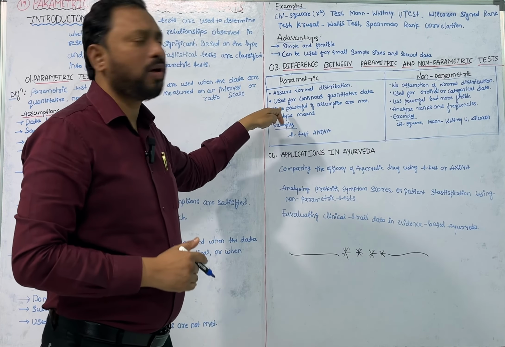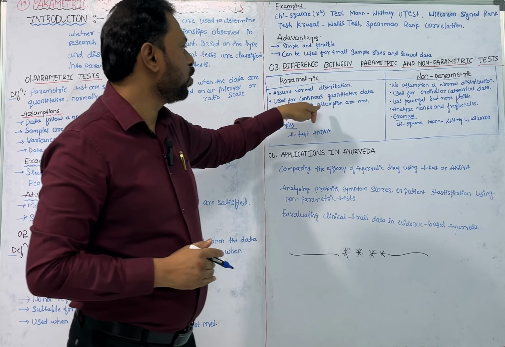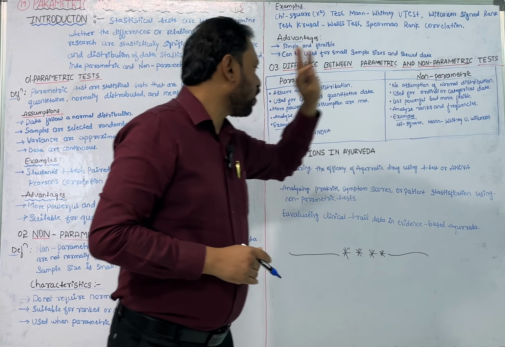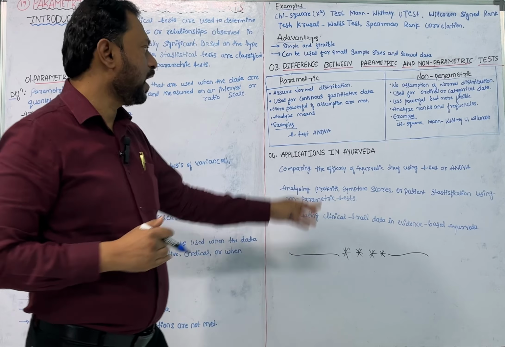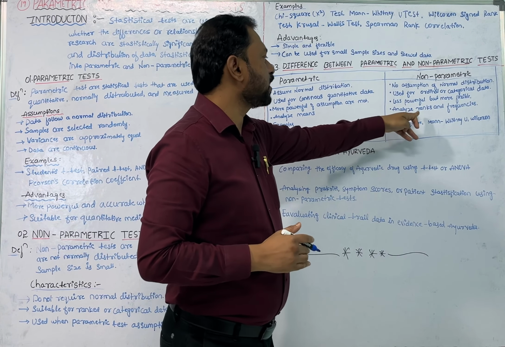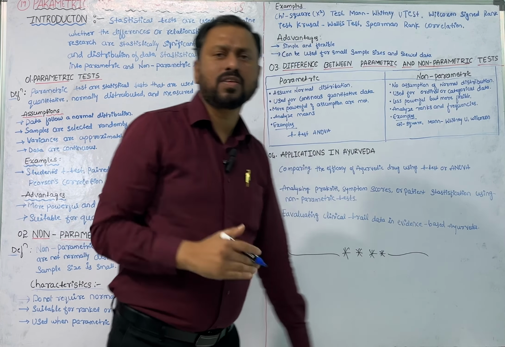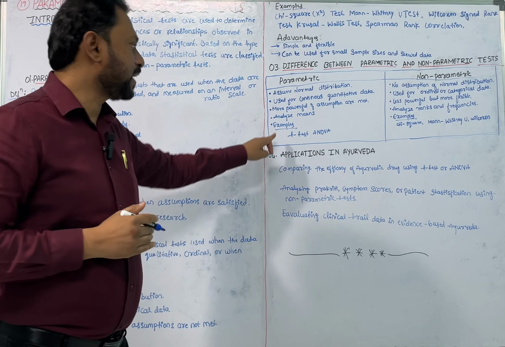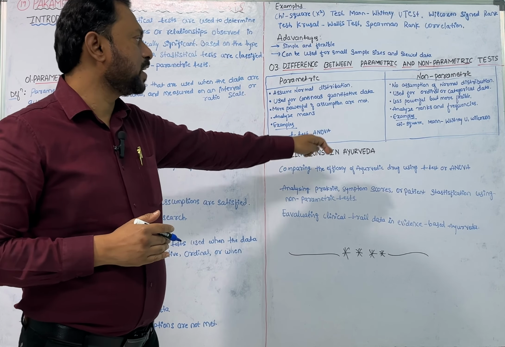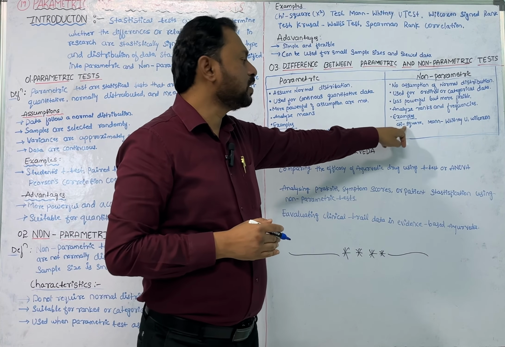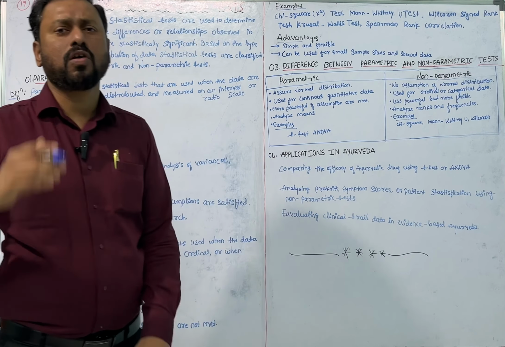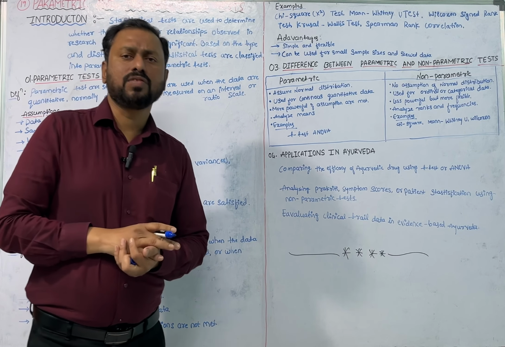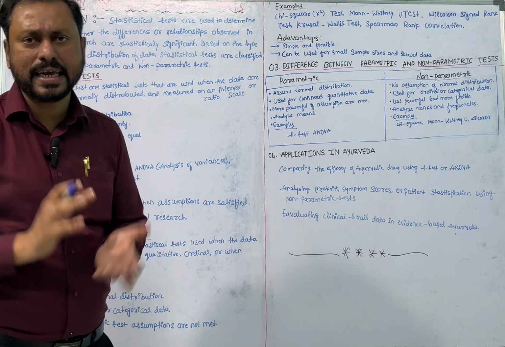So it is more powerful. Parametric test is considered more powerful, and non-parametric is less powerful and flexible. And parametric analyzes means here, and the non-parametric analyzes rank and frequency. Examples are the t-test, ANOVA test, and for non-parametric, the examples are chi-square, Mann-Whitney test, Wilcoxon's test. These are the common tests we are using in the non-parametric test.